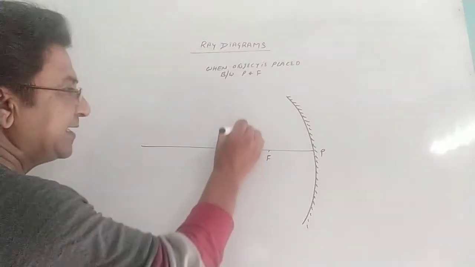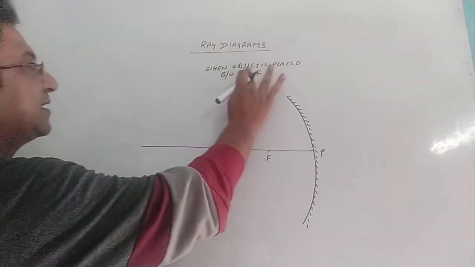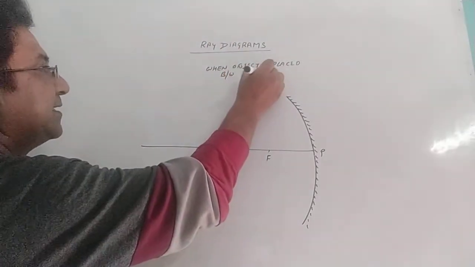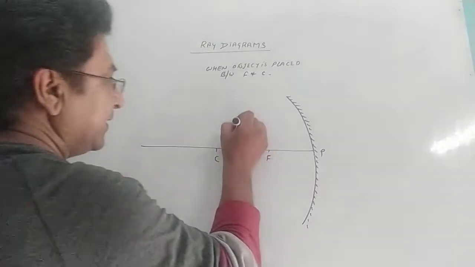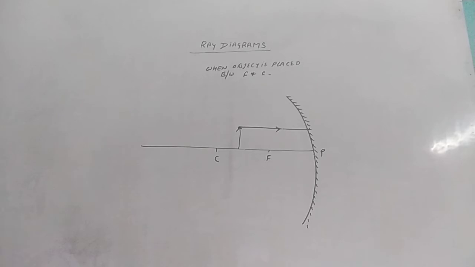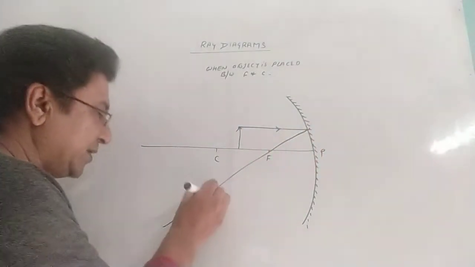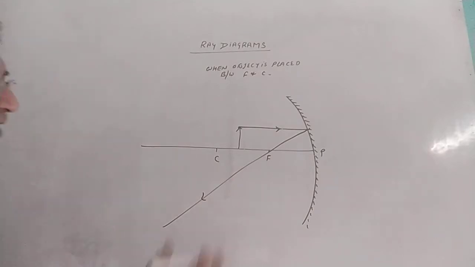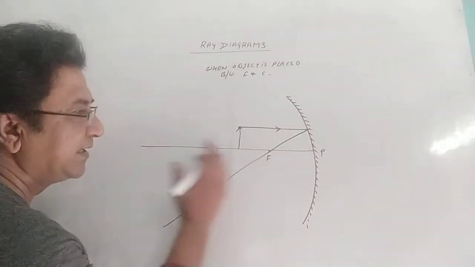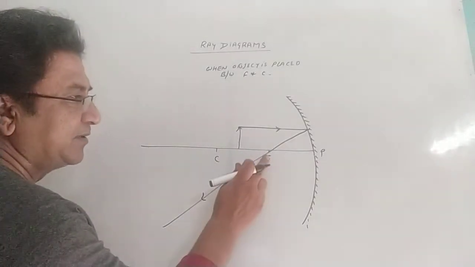Now the object is placed between center of curvature and focus. So here the situation changes. When the object is placed between focus and center of curvature, first rule is a ray which is parallel to principal axis after reflection passes through the focus. Now the object has come just behind the focus. You can use the third one also. Third rule can be applied.